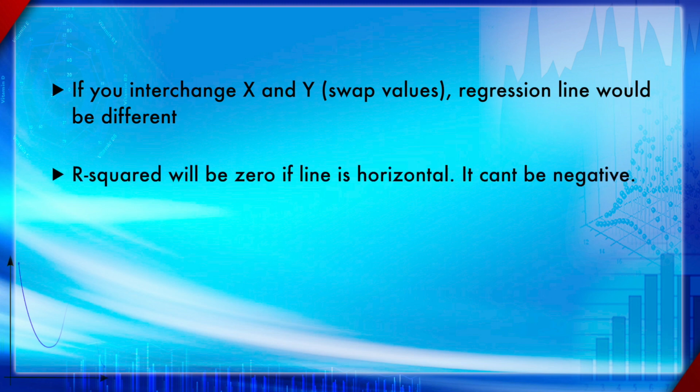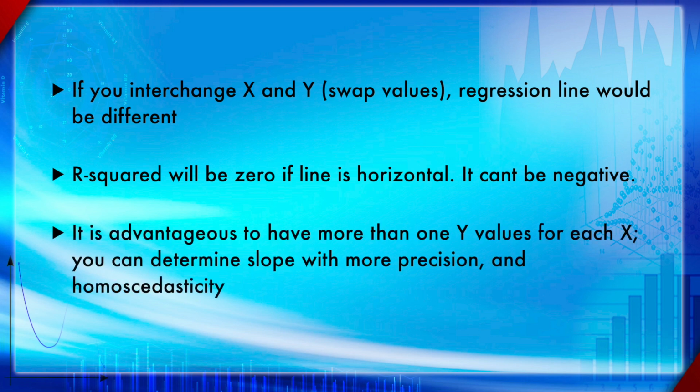R squared will be 0 if the line is horizontal, but R squared can never be negative. R squared is always between 0 and 1. It is advantageous to have more than one y value for each x, so that technical error can be reduced. Precision and accuracy can be increased by having more technical replicates in your measurement.